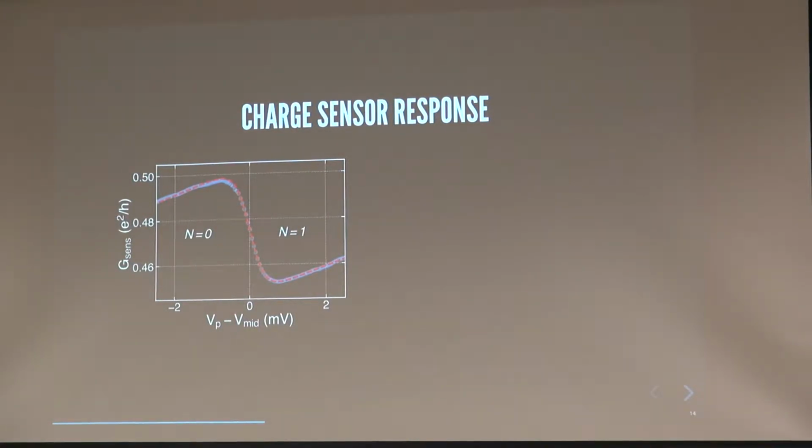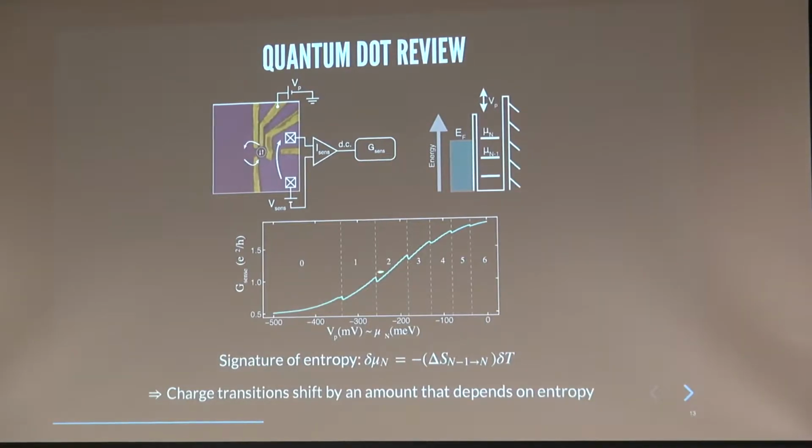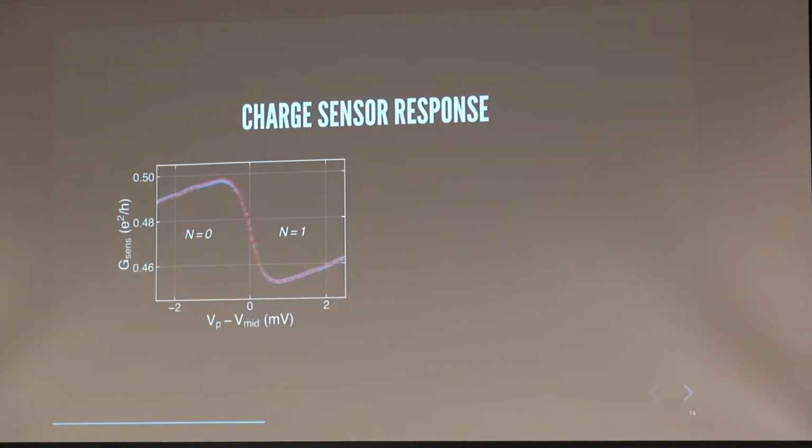Now let me zoom in to one of these little charge transitions. In the next slide I zoom in just to the 0 to 1 electron transition, this crossover from there to there. Zoom in on that. This is the conductance through that charge sensor. Now my horizontal axis is rescaled. It's still in units of millivolts that I'm applying to the gate, but there's a 0 point defined at the midpoint of this transition.